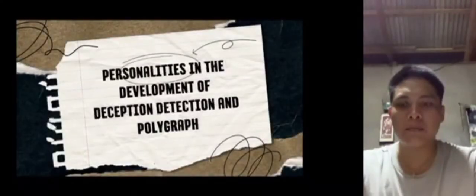Personalities in the development of deception detection and polygraph. The field of detecting deception did not evolve overnight, nor was it the idea of only one person. These studies were used as the basis by other persons to develop the polygraph instrument.